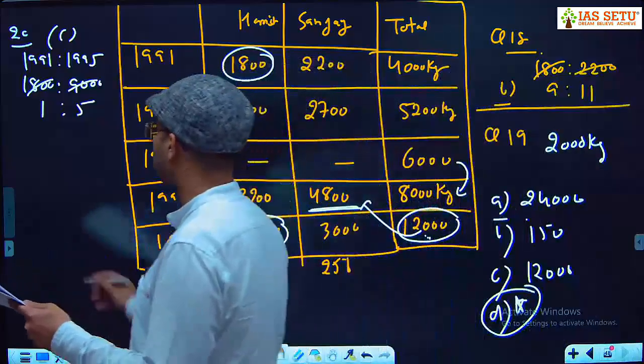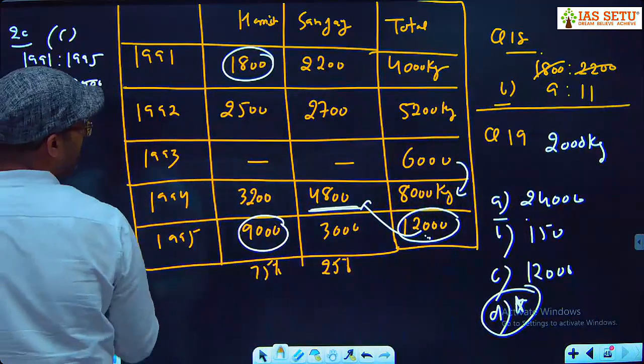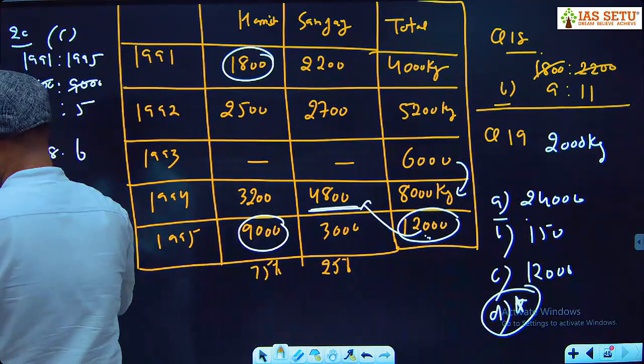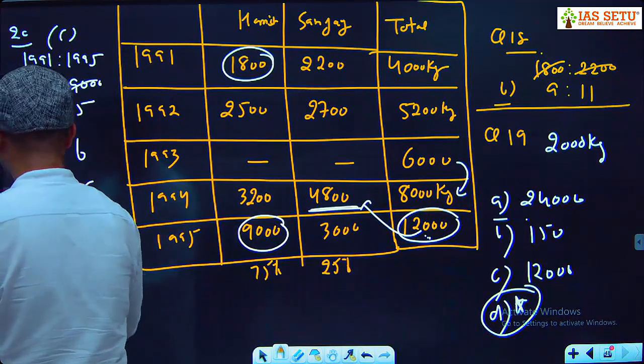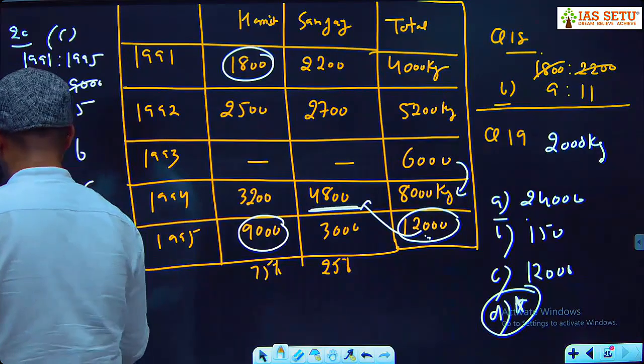I give you your answer. Question number 18, your answer is B. Question number 19, your answer is C. Question number 20, answer is C. Question number 21, answer is D.